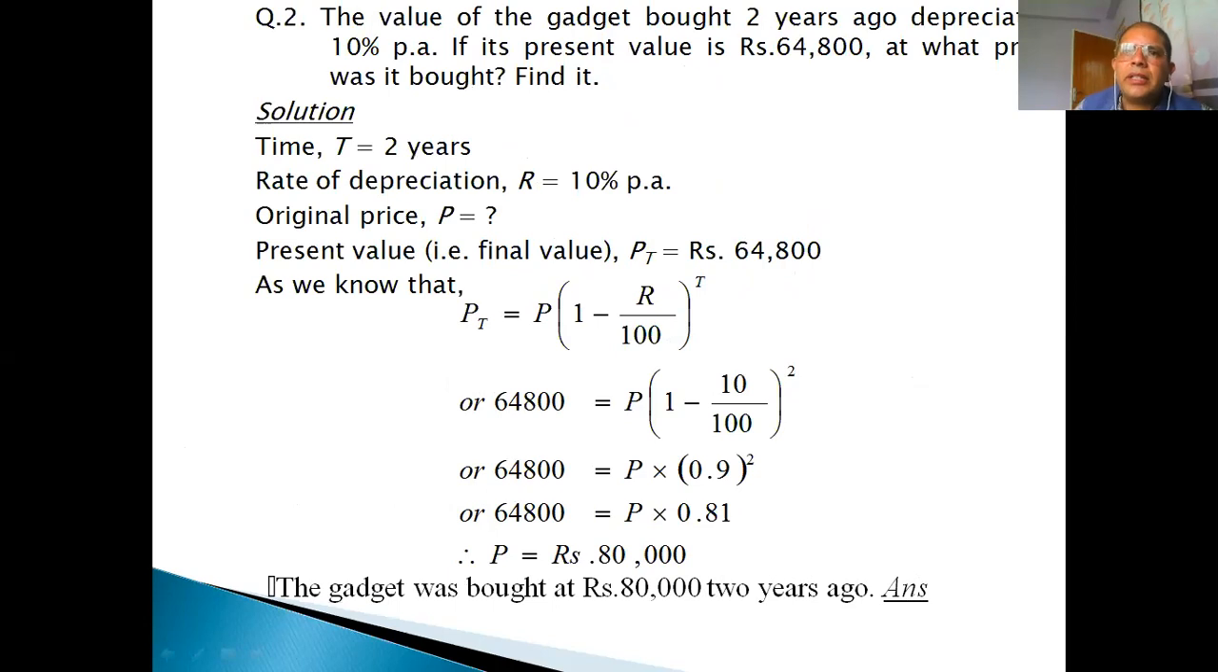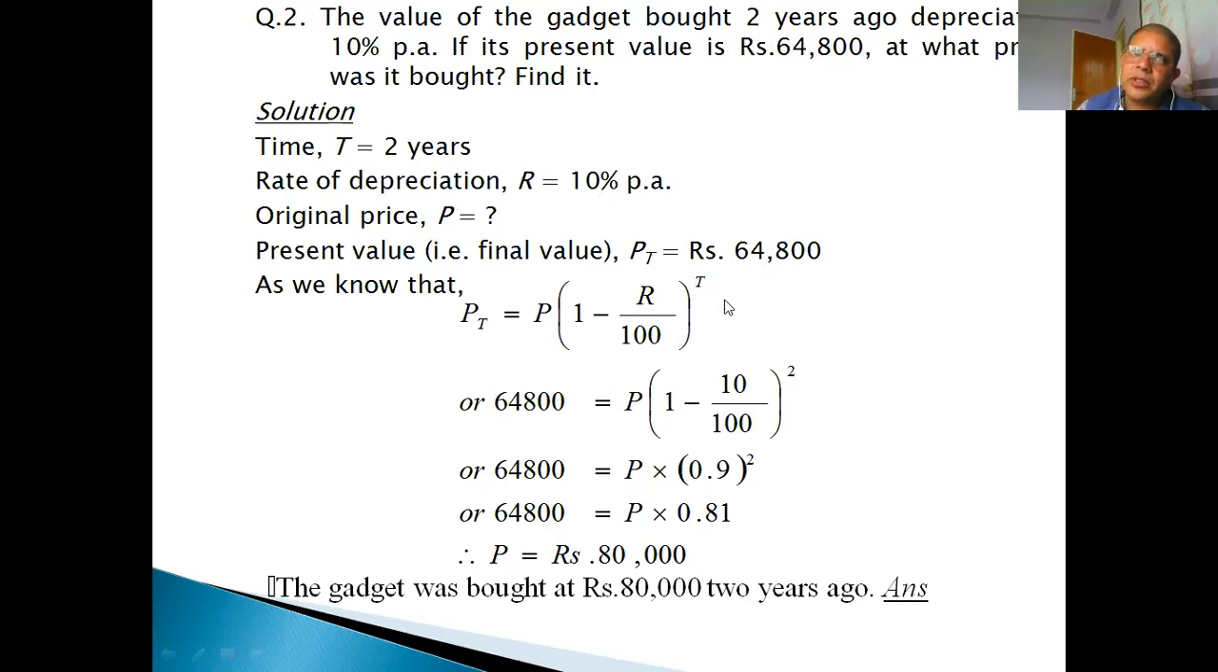Now, number two. The value of this machine 2 years ago depreciated 10% per annum. If its present value is 64,800, at what price was it bought? Now, from this question, you can write down all the information. Time is 2 years, the rate of depreciation is 10, but the original price, at what price it was bought. It is in past tense, so we need to find the initial price. So initial price P we need to find. But present value is how much? Present value is 64,800.